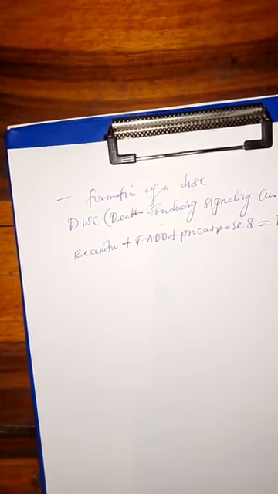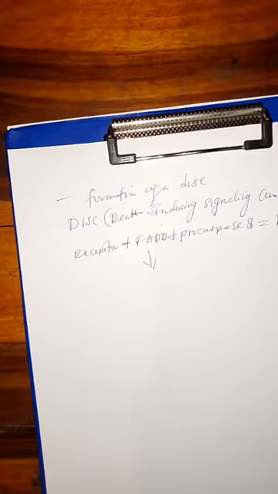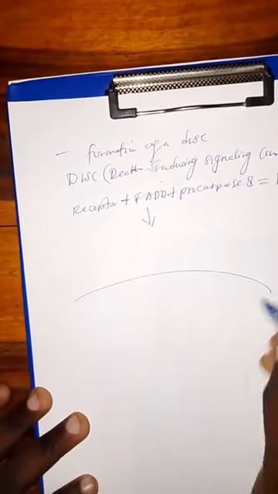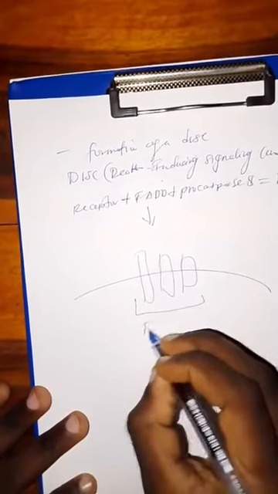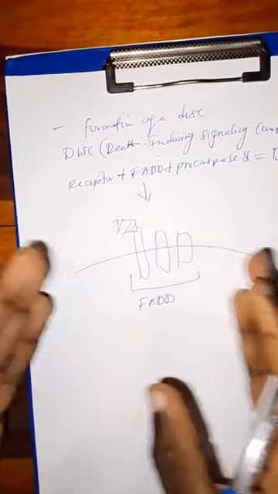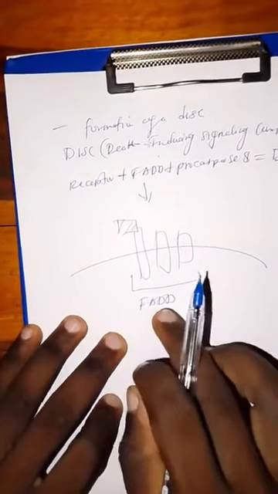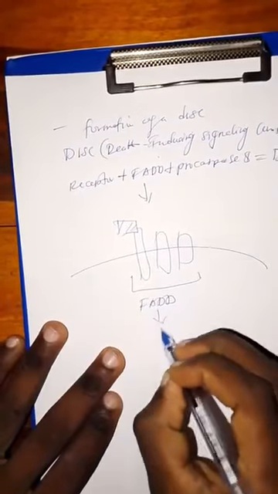So from here we're going to have activation of initiator caspase. The procaspase 8 molecules will cleave each other to form the active form. From the diagram that I showed you, when the ligand binds, the receptors come together and form the FADD, the Fas-associated death domain. The combination of the ligand and the receptor is what forms the DISC.